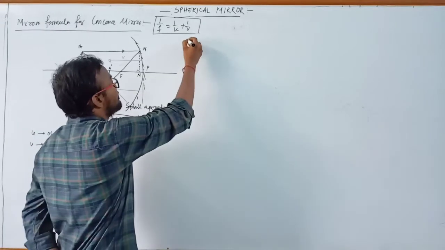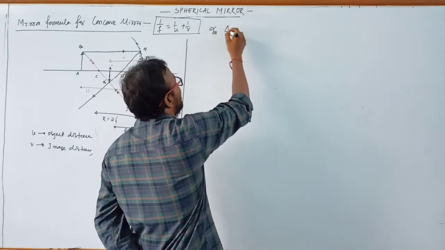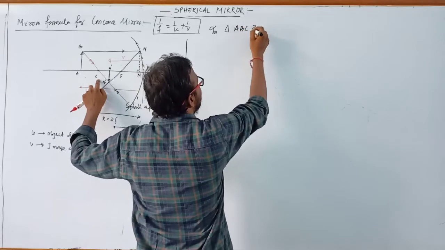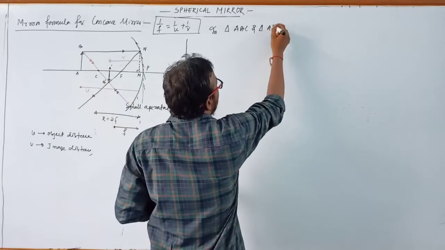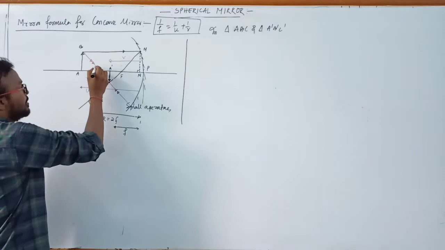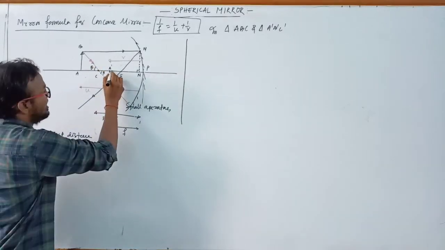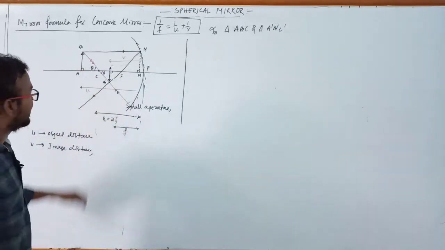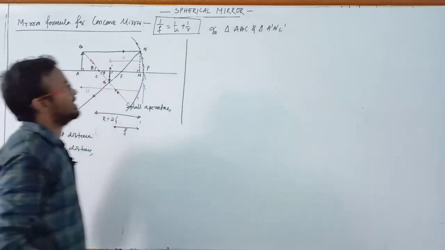If we prove, then there are two triangles: look at this triangle ABC and triangle A'B'C. These two triangles are similar. Why? We suppose this angle is theta, then this angle will be theta, and here this angle is 90 degrees, and here this angle is also 90 degrees. So this satisfies the similarity condition. So these two triangles are similar triangles.